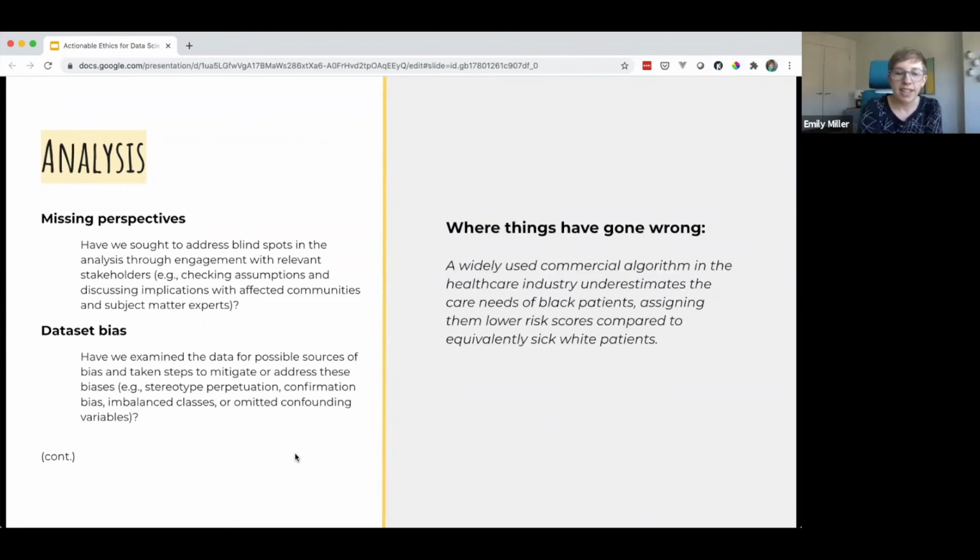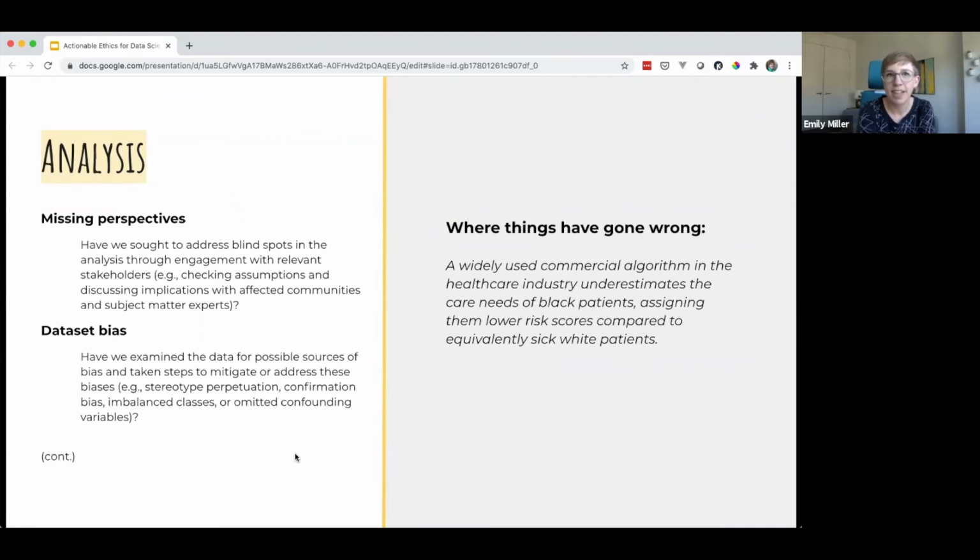So to give you an example of dataset bias, there's a widely used commercial algorithm in the healthcare industry. The goal was to identify patients with complex medical needs so that they could be referred to programs that gave them extra care. A study found that this algorithm was consistently underestimating the care needs of Black patients and assigning them lower risk scores compared to equivalently sick white patients. So why did this happen?